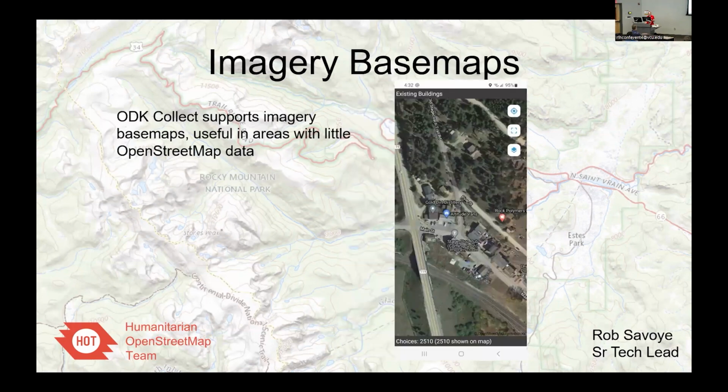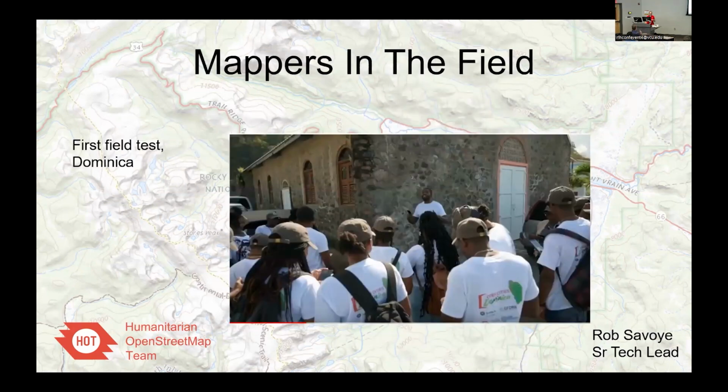Here's another example of an imagery base map, very, very useful. And then obviously all this stuff works offline. And so right here, this is one of our initial field tests last month in Dominican Republic, luckily not a disaster. And this is the first time we actually had a whole group of random people take a quick training class and go map with it. They're very, very ecstatic about how it really organized their mapping work.